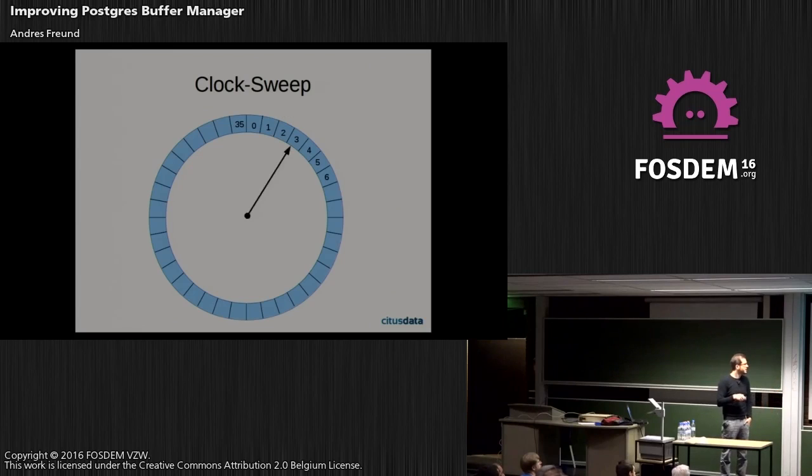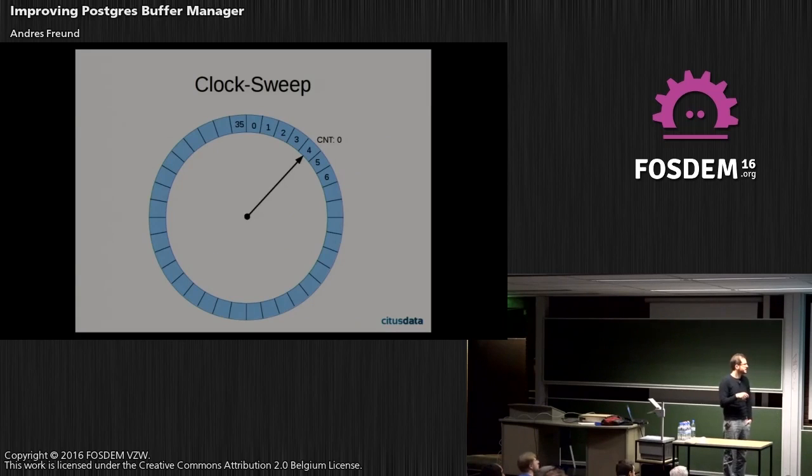If it's not, we just say, okay, I'm decrementing the usage count by 1, and I go to the next page. And then I do the same until I finally find a page that's either unused entirely, in which case I can directly use it, or that currently has a usage count of 0. Then I'm done with that clock sweep, which means that I have to go around here until I find one of these pages.